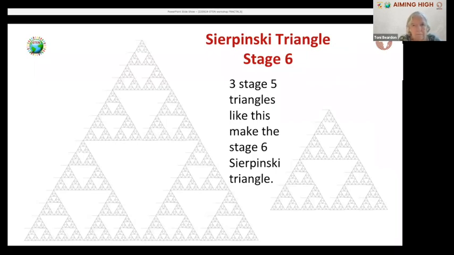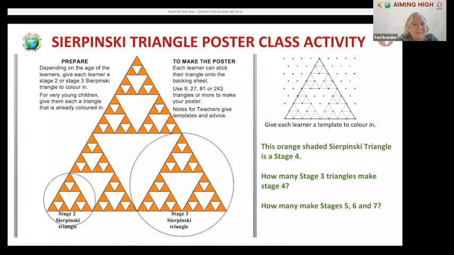So as you zoom in, you can see there's greater and greater detail. And this is a way to make a poster in class. It's a way to do the activity, depending on the age group. So for very young children, ideally give them either a stage two, the circle, or stage three triangles, one that's already colored in. And what you then do is you direct them as they build it.